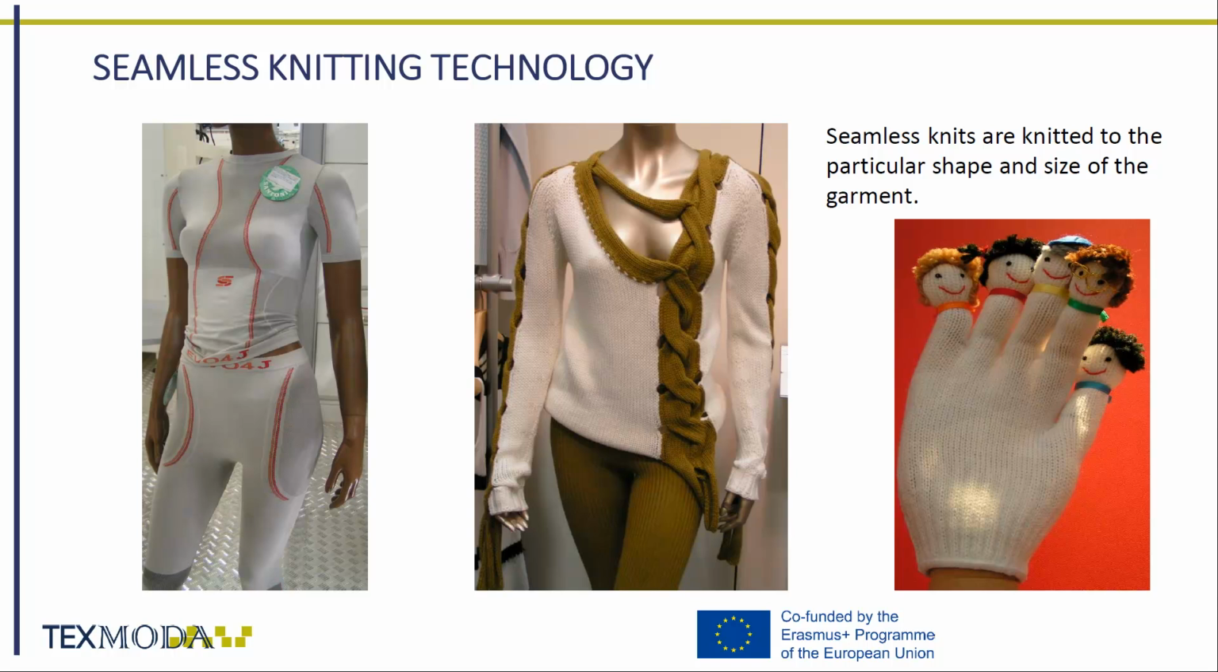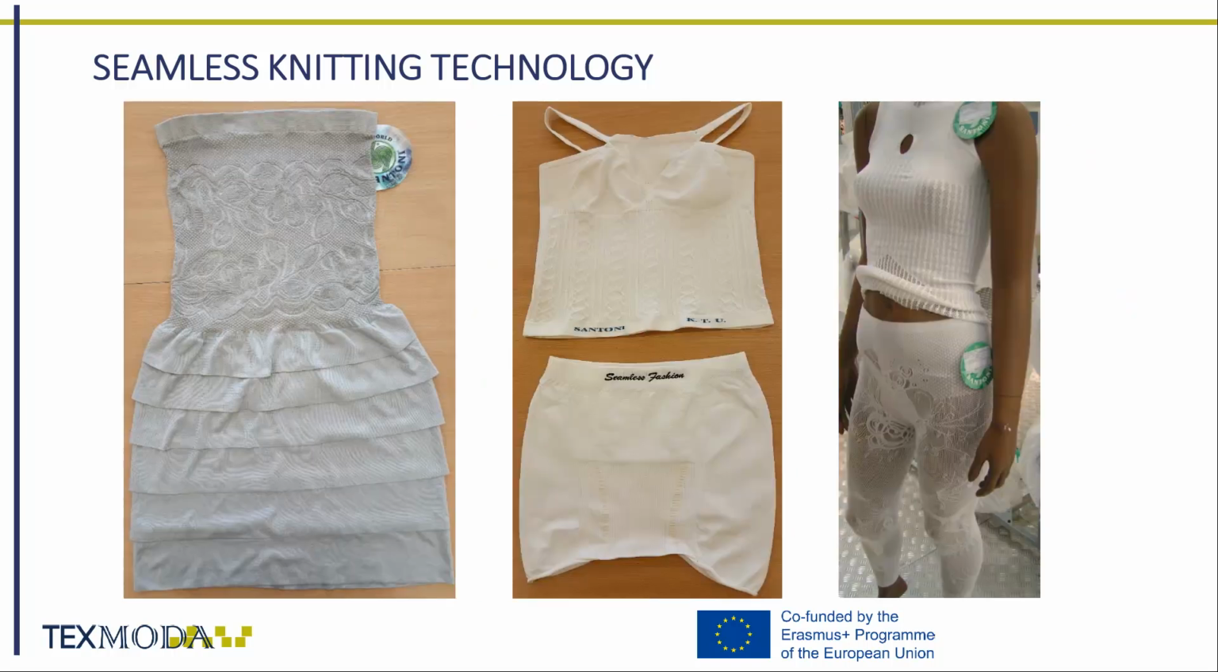Seamless knits are knitted to a particular shape and size of a garment. It can be socks, gloves, scarves, skirts, underwear, shirts, pullovers, and so on. Seamless knitting technology requires fully automated computer-controlled knitting machines.